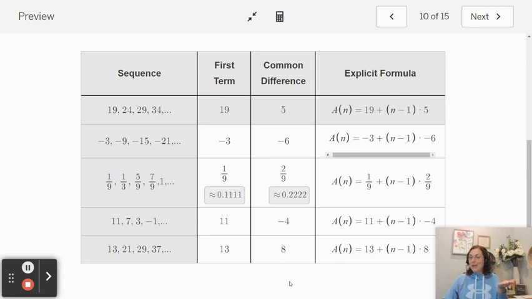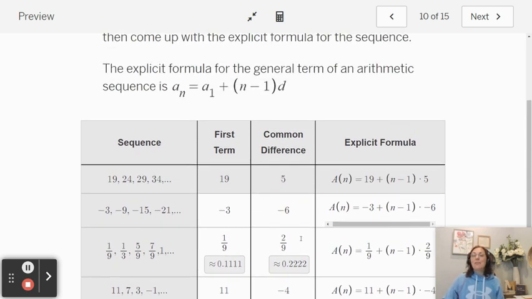We did it. So here's the deal, friends. Your formula is the same pattern every time. If you can identify the first term and you can find the common difference, you're set up to find this formula. All right, now let's use the formula.